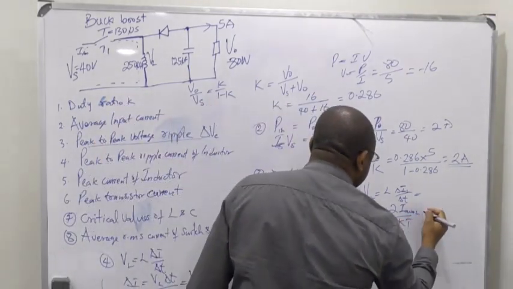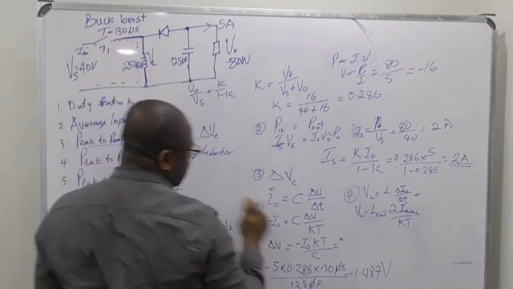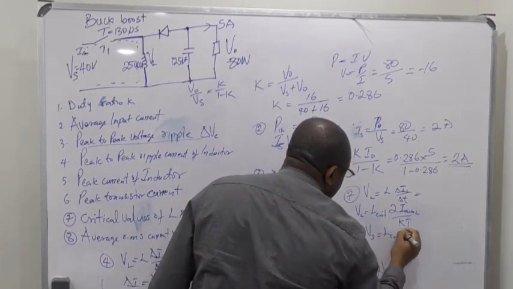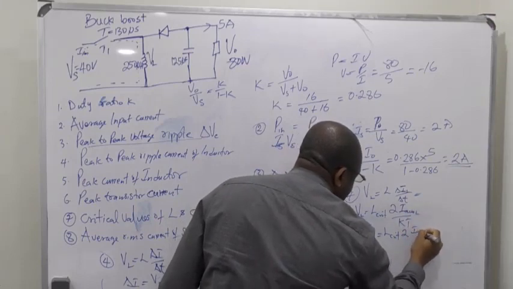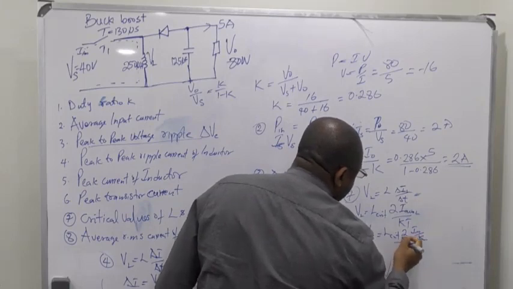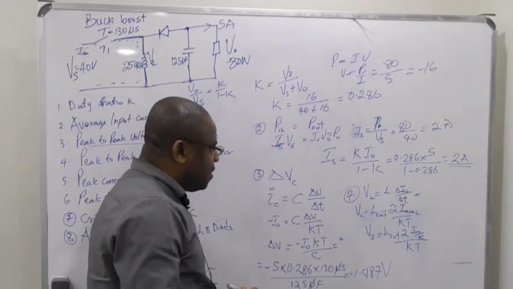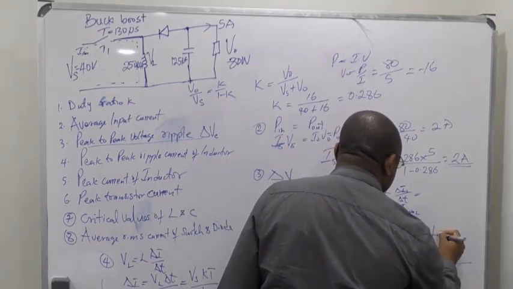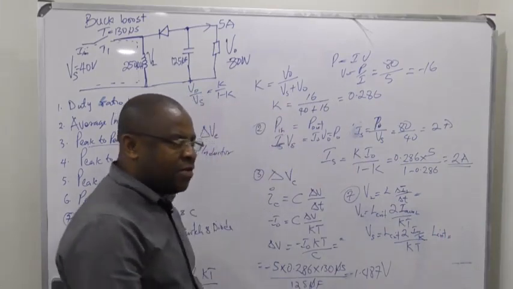Also, when this is switched on, VL is VS. So I have VS is the same as L critical multiplied by 2 times I average, which is I in over K, then divide that by KT. Did you get that?